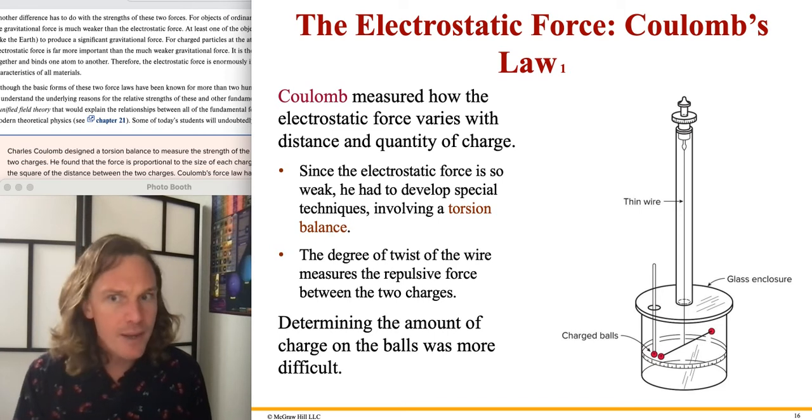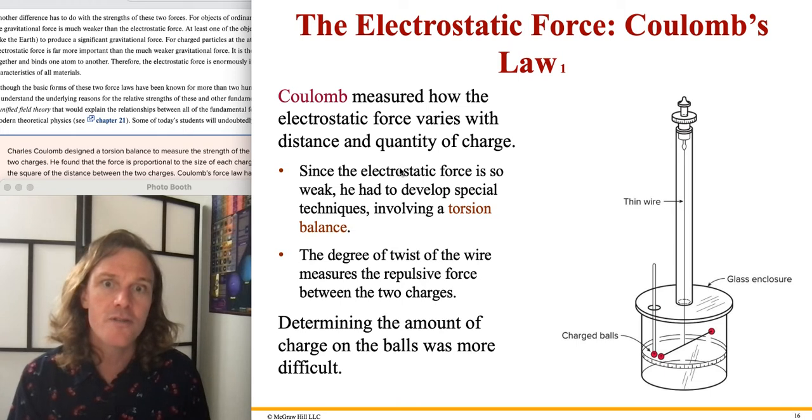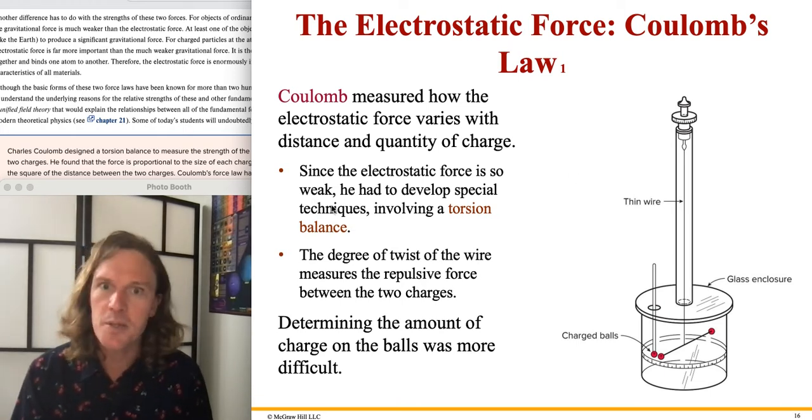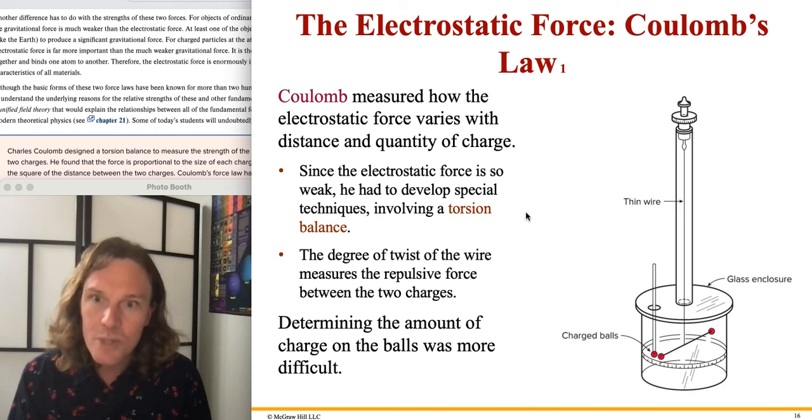So then why is it hard to measure? It says Coulomb measured how the electrostatic force varies with distance and the quantity of charge. Since the electrostatic force is so weak, wait, didn't I just say the opposite? He had to develop special techniques involving a torsion balance, okay? So what's the deal then?